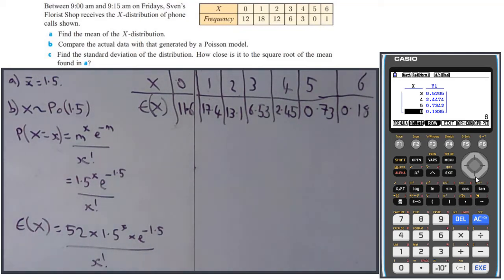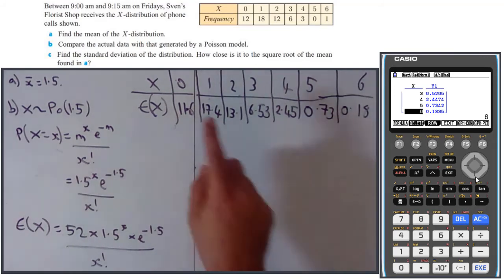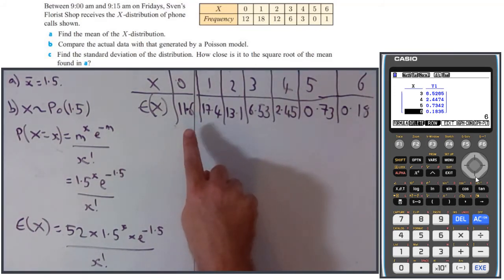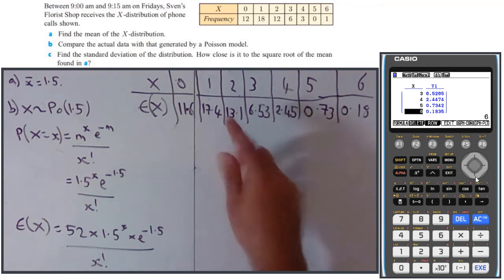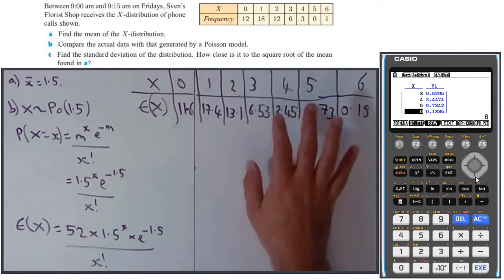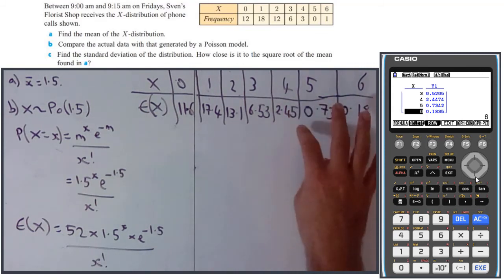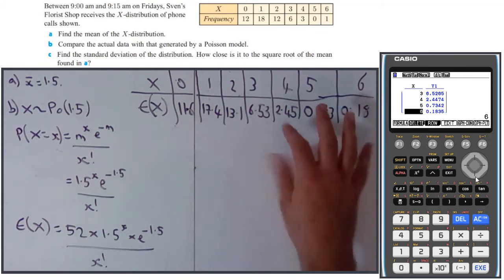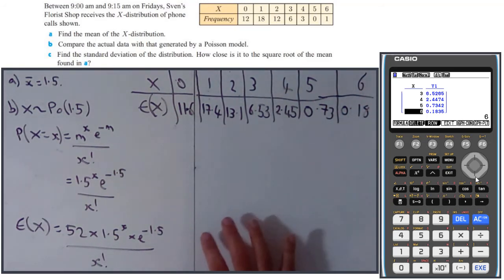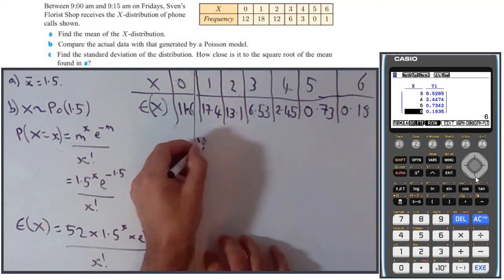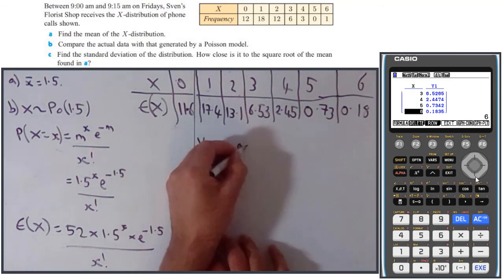Now we need to compare the actual data with that generated by a Poisson model. If you look at it, it starts off really well. 11.6 compared to 12, 17.4 compared to 18, 13 compared to 12 is not bad. 3 and 6.5, very close. 2.45 for 4, it's not too far. And then, I would say it's a very good fit. So I'm going to put very good fit.